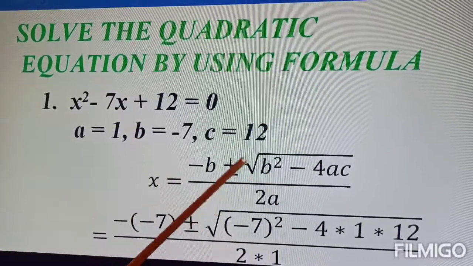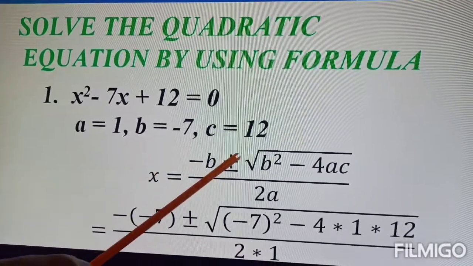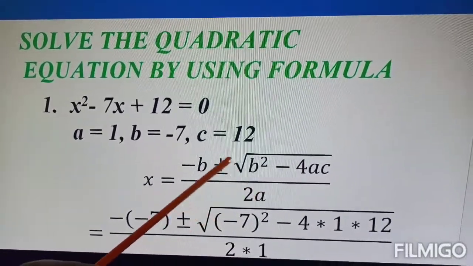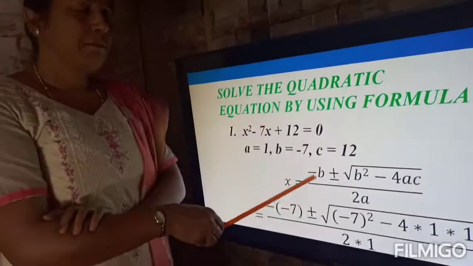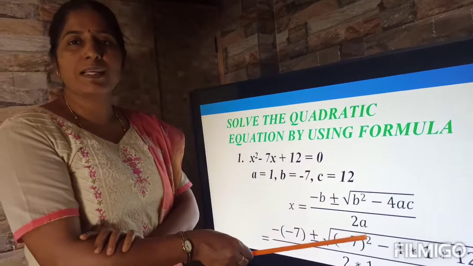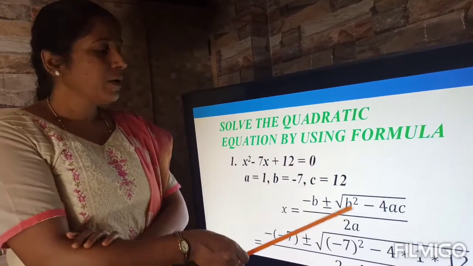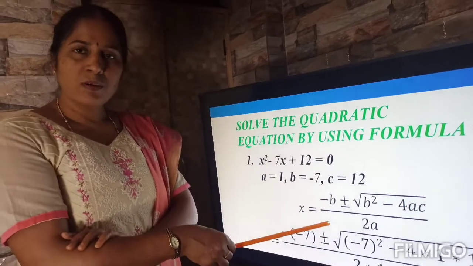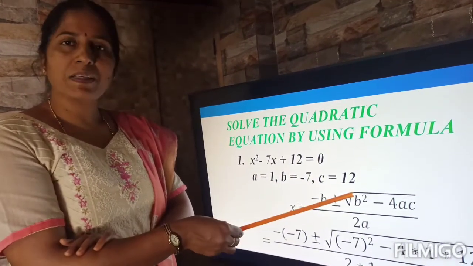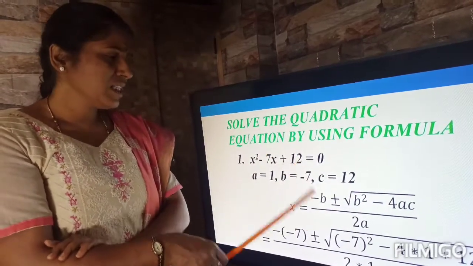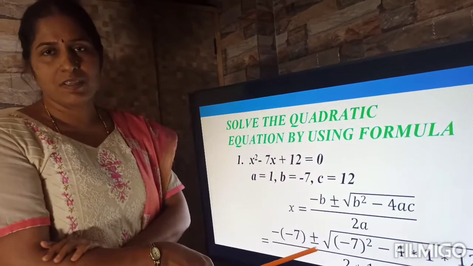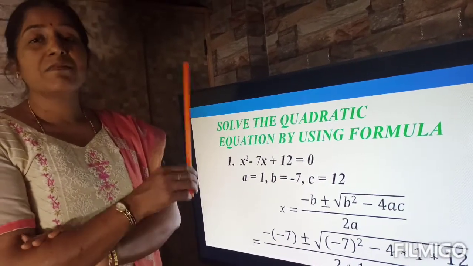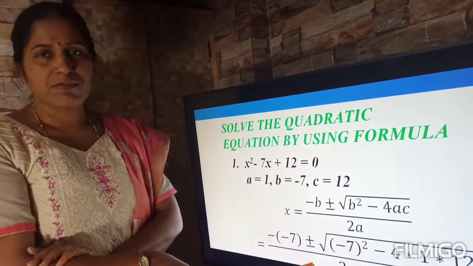Now write the formula. X is equal to minus b plus or minus square root of b square minus 4ac divided by 2a. To remember this formula, if you know this formula, if you know to write the a, b, c values, then it is easy to find the roots of the given quadratic equation. Just replace the values of a, b, c, then simplify. It is very, very important. Definitely this comes for the exam.